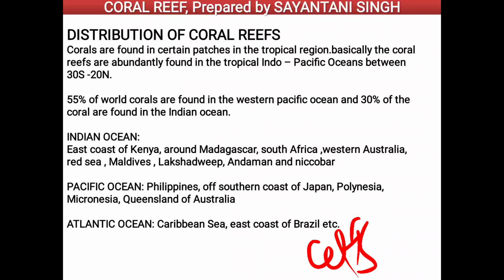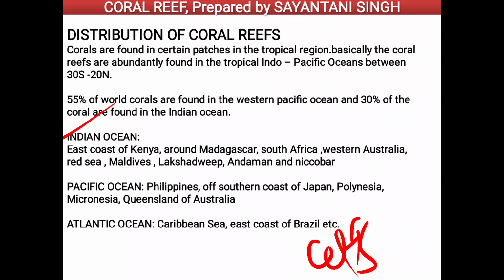Let's have a look at where the coral reefs or coral polyps can be found in the Indian Ocean. First is east of Kenya. Second one is around the Madagascar region. Third one is South Africa. Fourth one is Australia, Red Sea, Maldives, Lakshadweep in India, Andaman and Nicobar in India. In the Pacific Ocean: the Philippines, offshore south coast of Japan, Polynesia, Micronesia, and Queensland of Australia, where the Great Barrier Reef is situated.